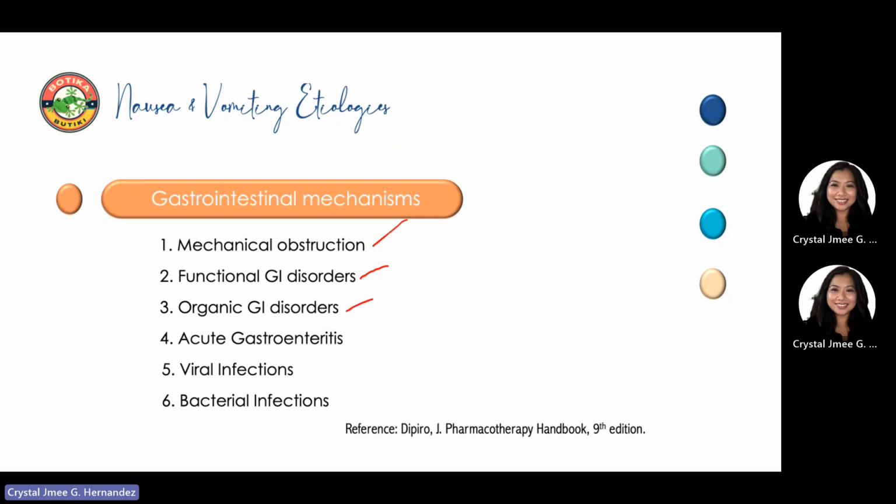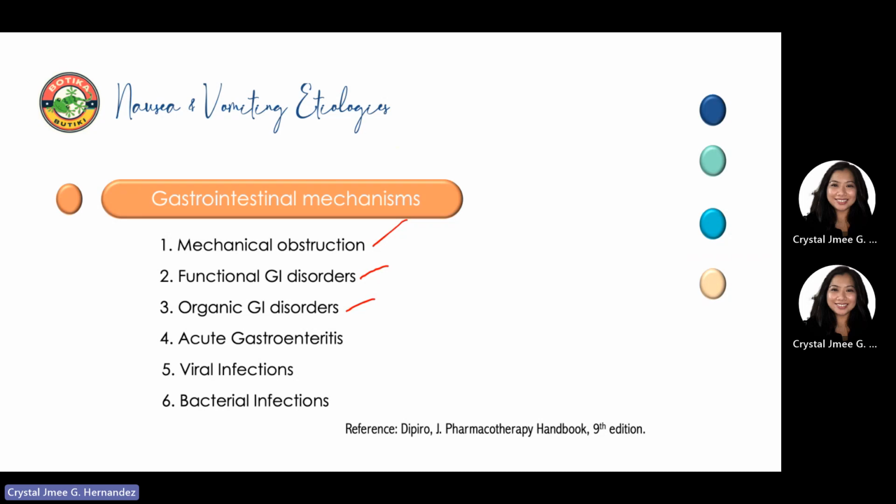Now, the third is organic GI disorders, meaning to say if it's organic GI disorder, there are structural abnormalities in the digestive system. Now, comparing the two, organic GI disorders and functional GI disorders, again, organic has structural abnormalities, while in functional, the structure of the GI appears normal, but still there is a problem in the functioning. Now, going back to organic GI disorder, this is usually associated with frequent stooling, vomiting, and abdominal pain as signs and symptoms.